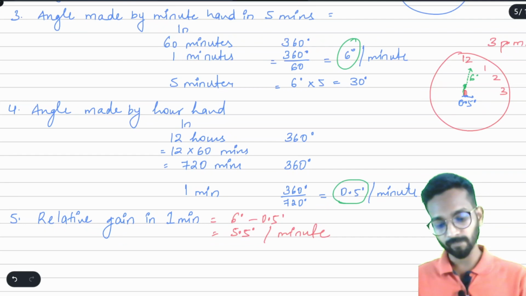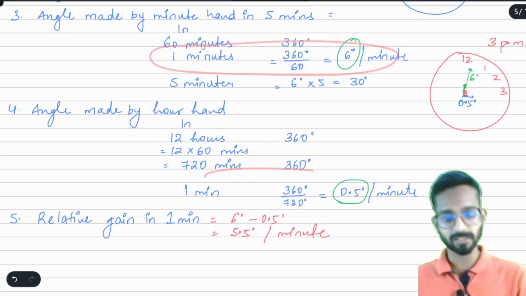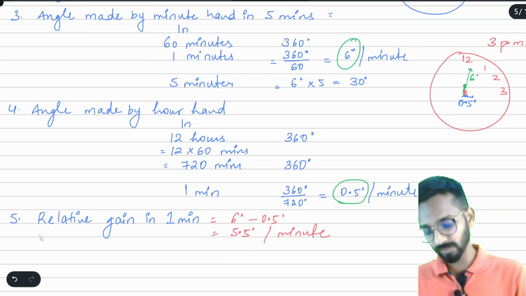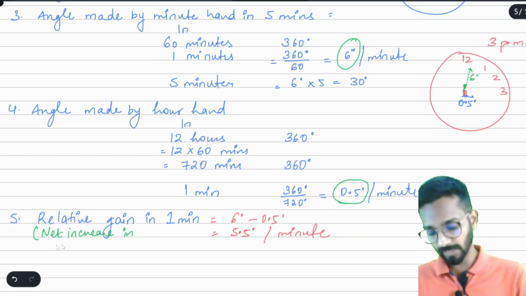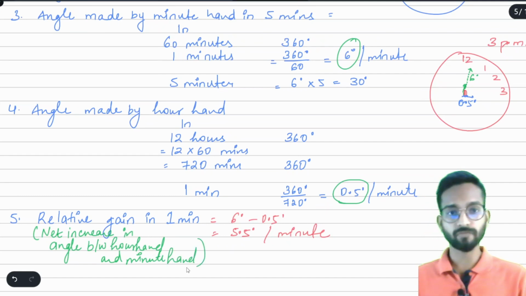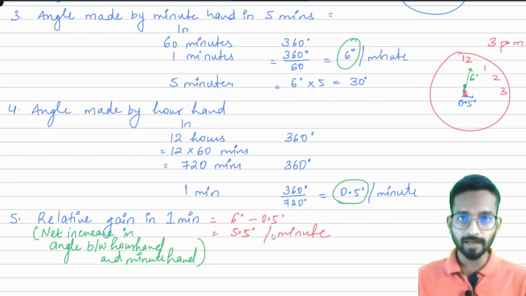Understand this very carefully. In 1 minute the minute hand increased 6 degrees. In 1 minute the hour hand increased 0.5 degrees. So I can say the net increase was 5.5. Relative gain is nothing but, you can say, the net increase in angle between the hour hand and minute hand. Understood? So with every minute passing, 5.5 degrees will be added between the hour hand and minute hand.